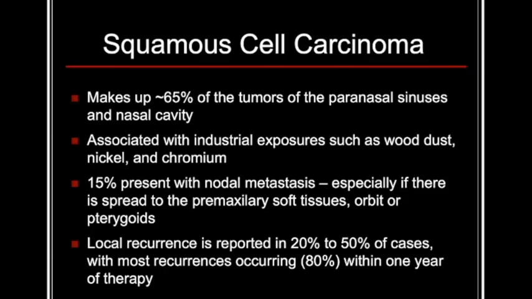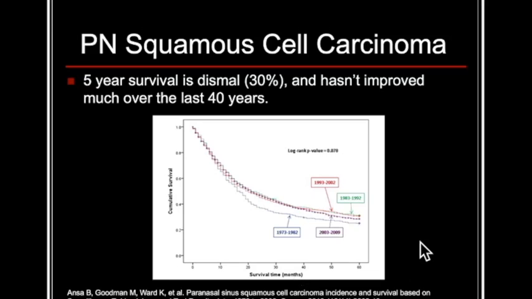So the moral of the story being, if you're reading a 1-year follow-up in these patients, you need to be very thoughtful and very careful looking for subtle signs of recurrence, because it's relatively common for these maxillary squamous cell carcinomas. Five-year survival is relatively dismal, approximately 30%, and really hasn't improved much over the last 40 years.